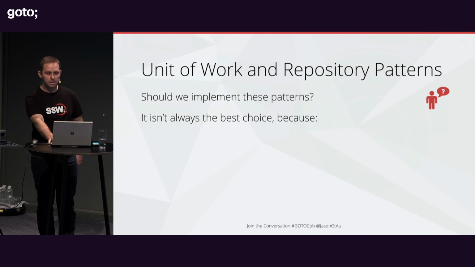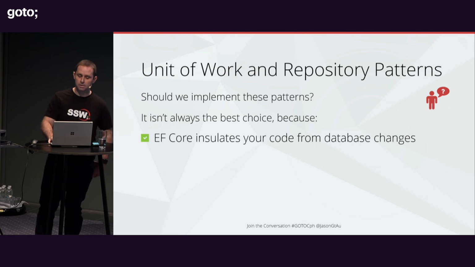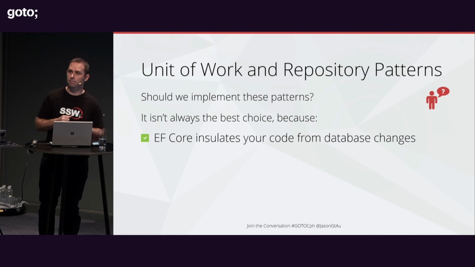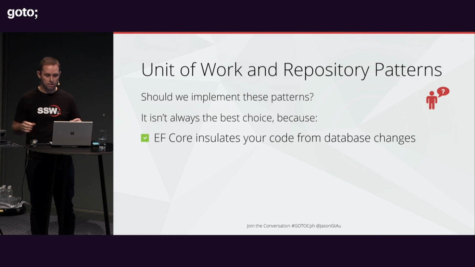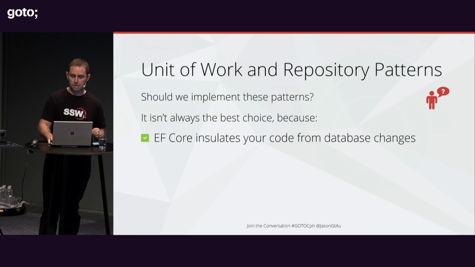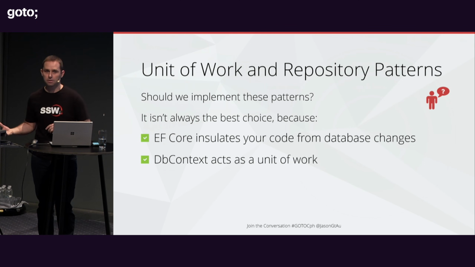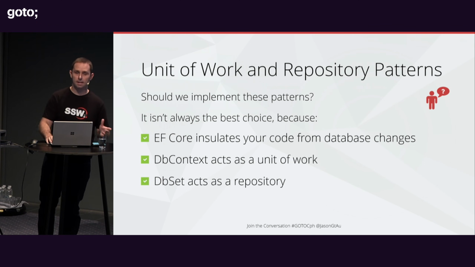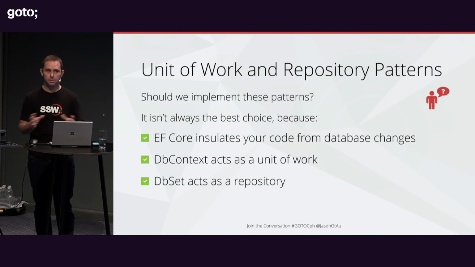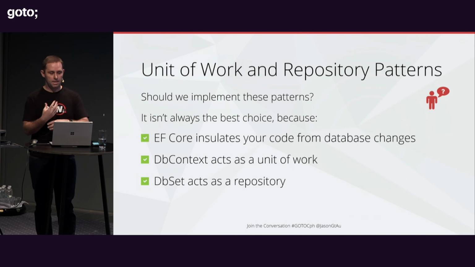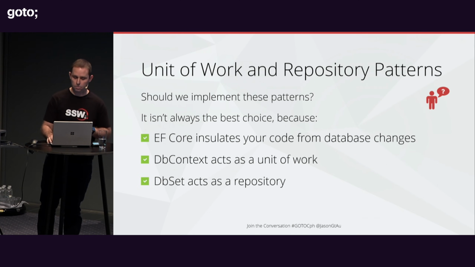But first, with EF Core, it's not always the best choice because EF Core insulates your code from database changes. EF Core uses a provider system, and it's simply a matter of you bringing in a NuGet package for SQL Server or SQLite or Postgres or Cosmos, whatever it is that we want to use, and we can change that out. So DB context actually is a unit of work, and the DB set actually is a repository. So if we're just trying to implement those patterns for the sake of having those patterns and programming in that way, we already have that with EF Core.